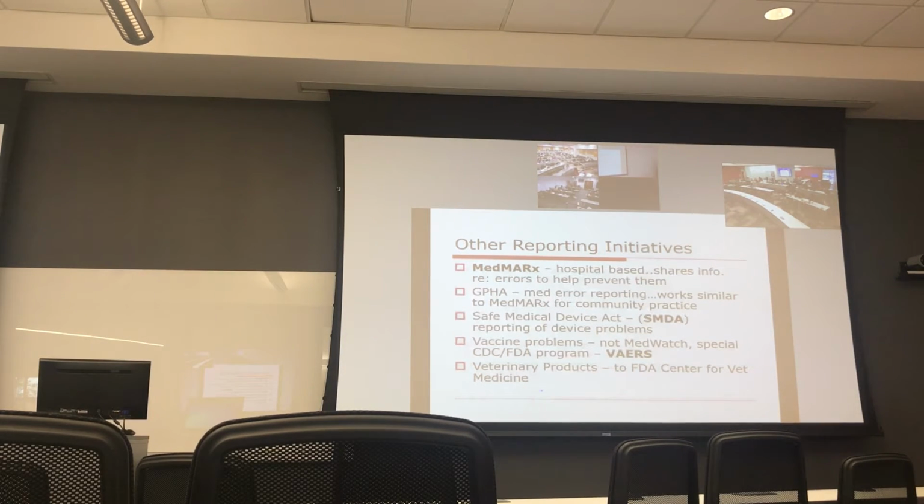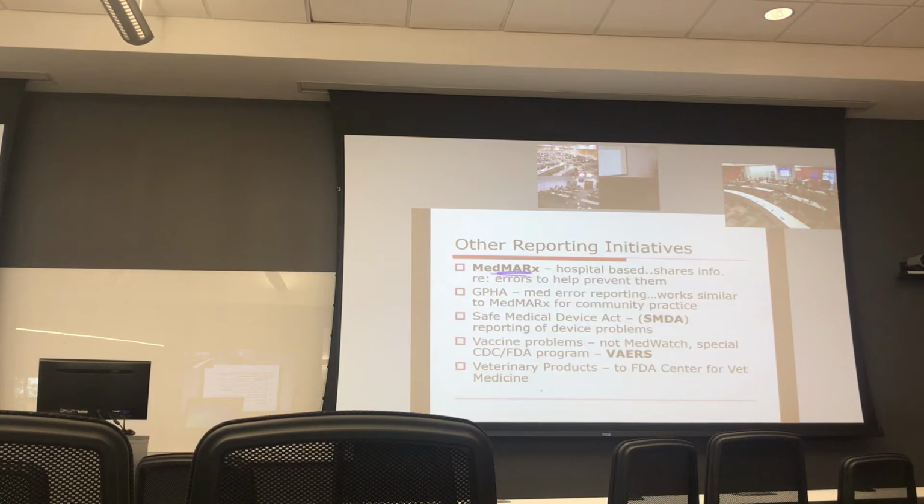Other reporting initiatives you might hear of, the MedMARX, MAR stands for Medication Administration Record, hospital-based, helps prevent errors. Basically, it's to look for the same type of errors that continue to occur, like if a particular drug is being administered incorrectly. Well, if it's just done on an isolated basis, it doesn't ever get reported, you don't ever see it, there's a pattern here. So a lot of these rely on these being reported so they can see these patterns.